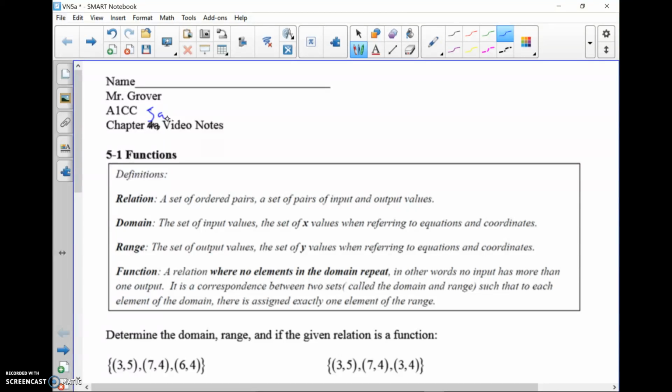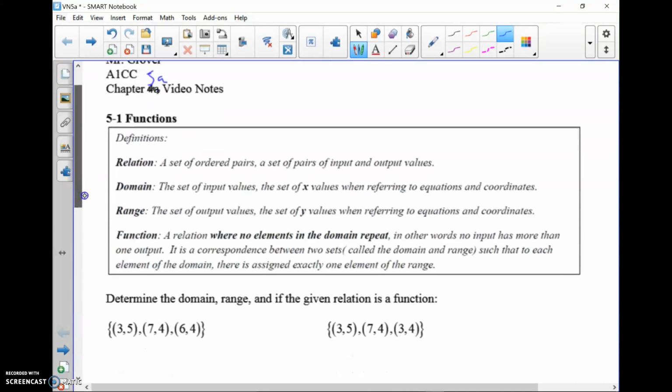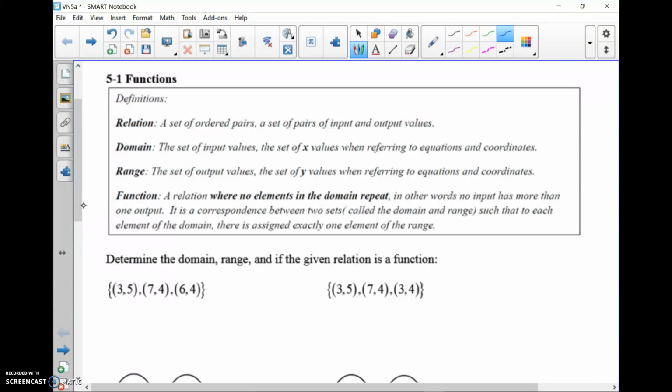And so we're getting into a chapter called Functions, and our first introduction here is on functions. What is a function? So we start off with some definition stuff. A relation is a set of ordered pairs, a set of ordered pairs of input and output values.